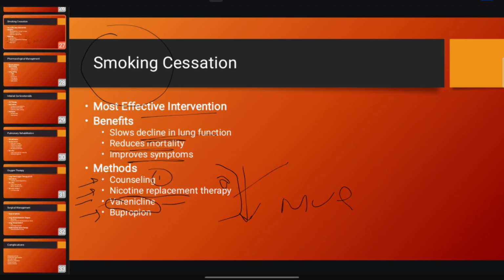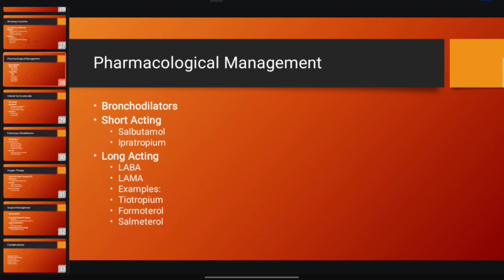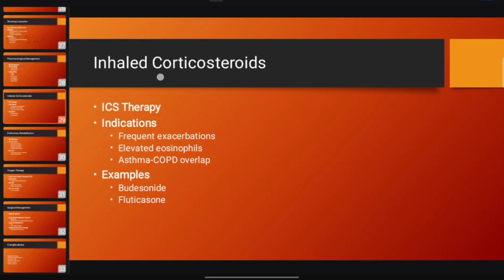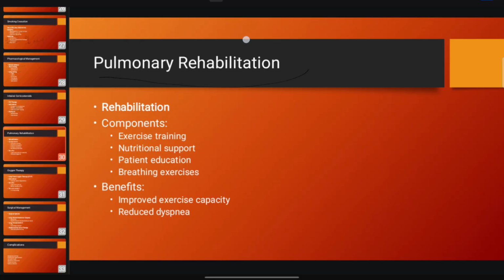Okay. So now the next is pharmacological management. It includes the bronchodilators, first of all, including the short-acting and long-acting beta agonists. Then we use inhaled steroids. Steroids reduce the inflammation, and the indications are frequent exacerbations, elevated eosinophils, and asthma-COPD overlap. Then we use pulmonary rehabilitation, which includes exercise training, nutritional support, patient education, breathing exercises. Benefits include improved exercise capacity and reduced dyspnea.